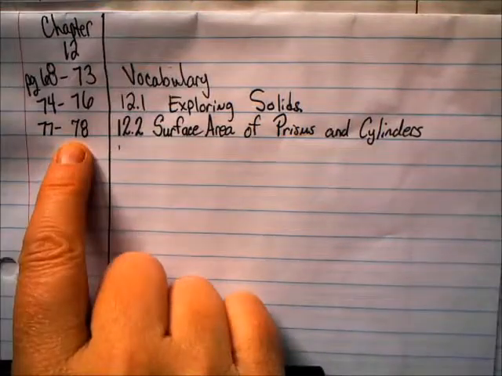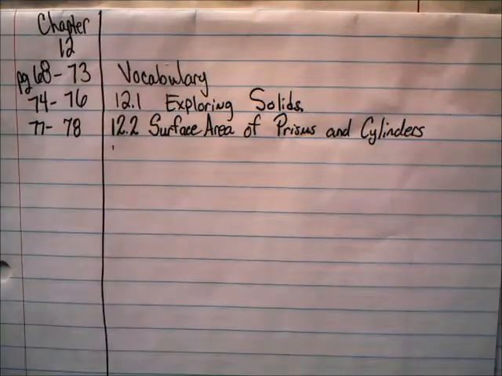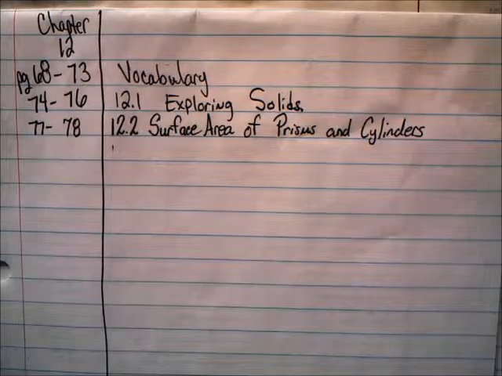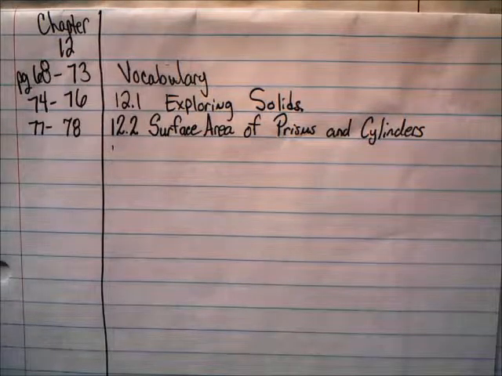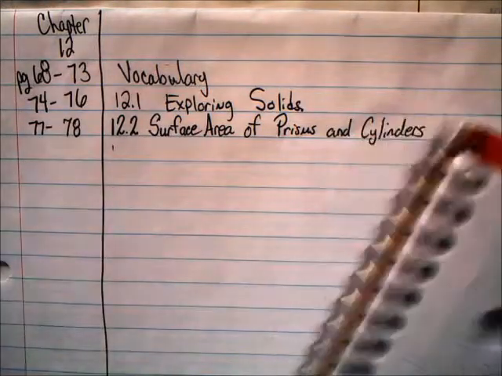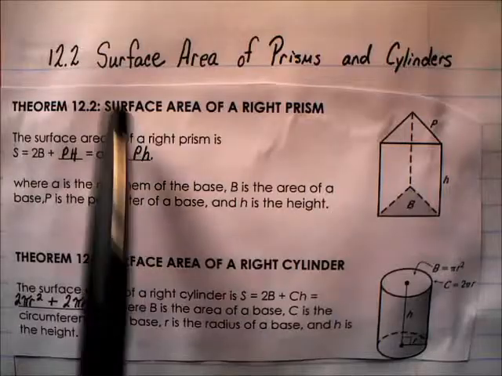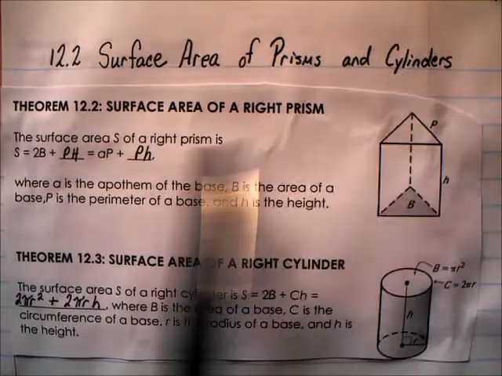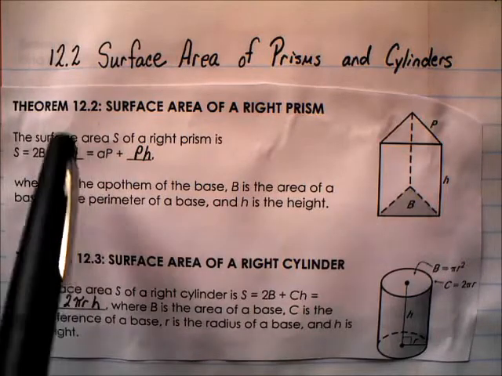Prisms and Cylinders, page 77 and 78 in your table of contents. Okay, I've already cut mine out, so you'll do this when I come back to your class on this page 77, surface area prisms and cylinders.